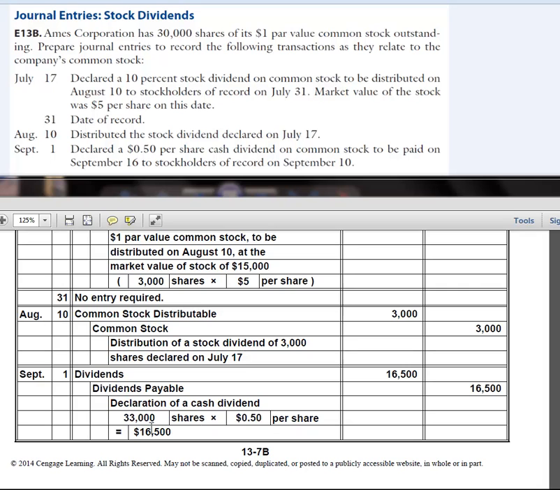So we now have 33,000 shares issued and outstanding times our 50 cents per share gives us a cash dividend that will be paid out. On September 1st, it's just the declaration date. So we're going to debit dividends and credit dividends payable. On September 10th, there'll be no journal entry, and then on September 16th is when we'll actually pay out the cash dividends.